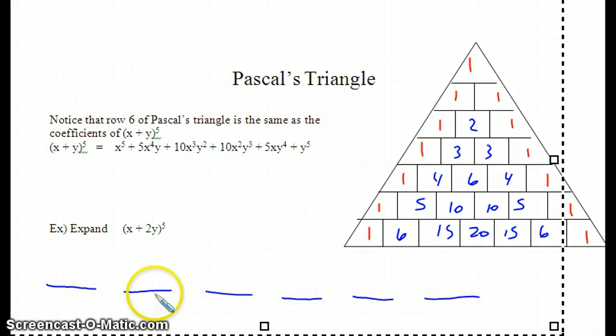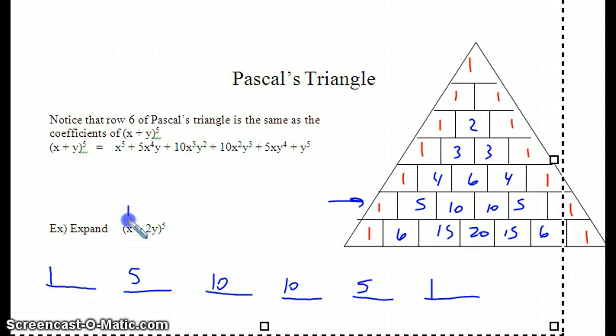And then I'm going to go ahead and fill in my coefficients. If there's 6 blanks, it would be the 6th row: 1, 2, 3, 4, 5, 6. So start off with a 1, then a 5, a 10, a 10, a 5, and a 1.